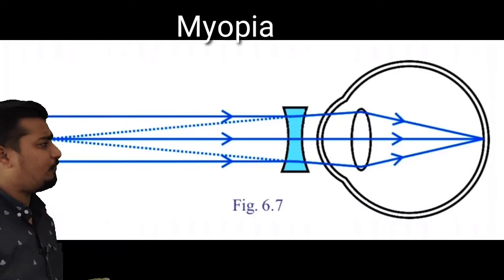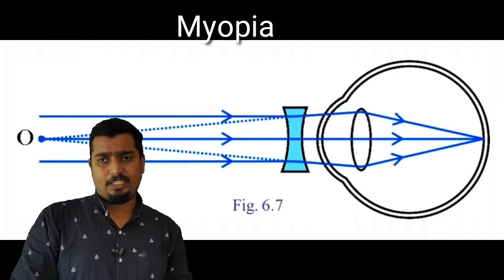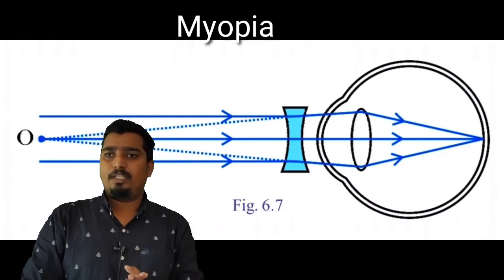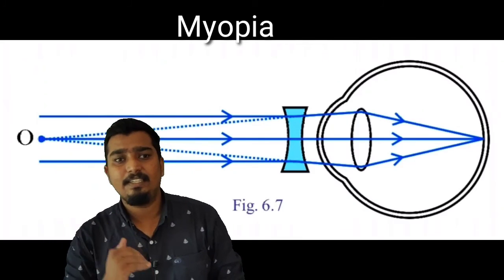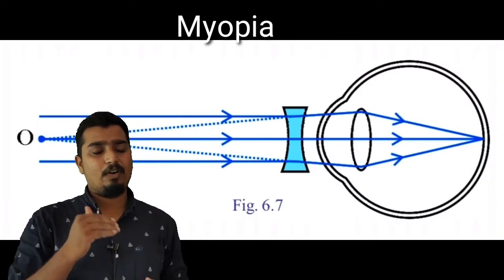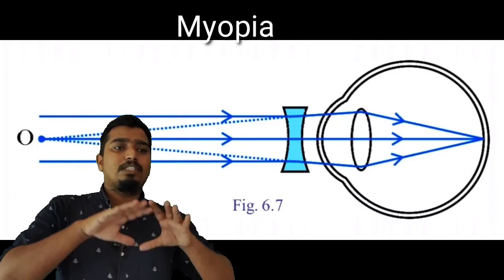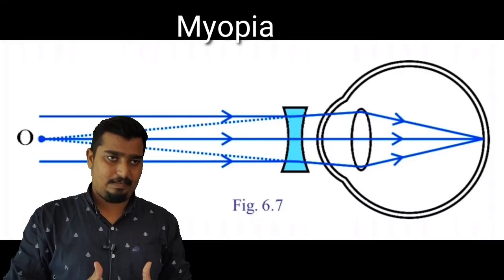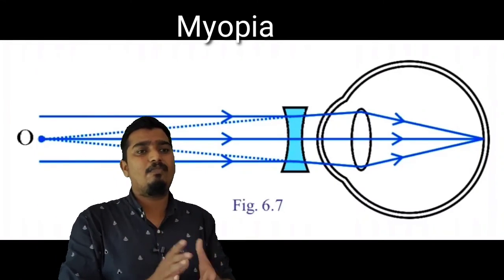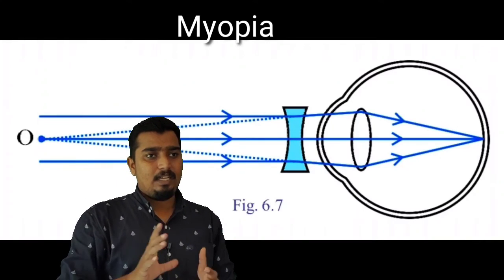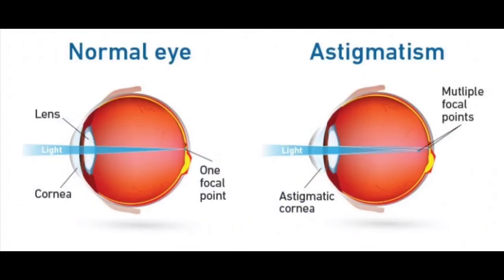The cause of this defect of vision is, first, the focal length is decreasing, and the second, the eyeball size is increasing, or the larger size of the eyeball is the cause of this defect. And the third one is astigmatism.